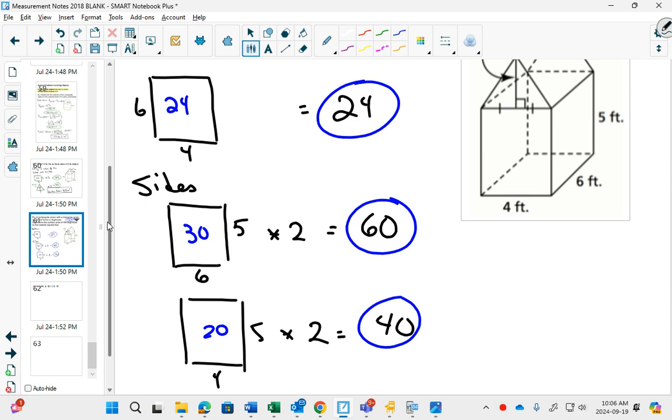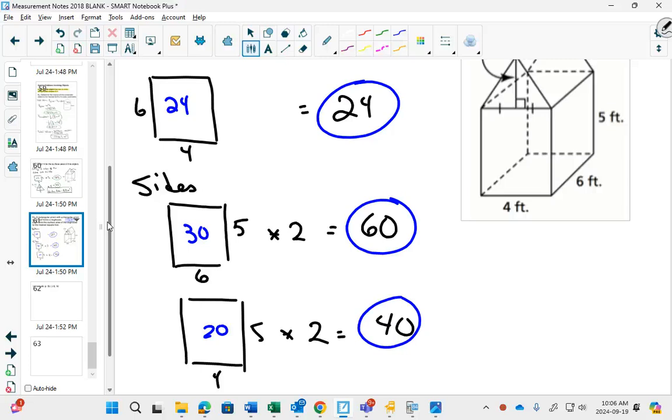Just so that I'm kind of consistent, I like that I'm circling my answers of the pieces that I'm finding. So maybe I'll rewrite that equals 24 and circle it as well. That will be the bottom and the 4 sides.